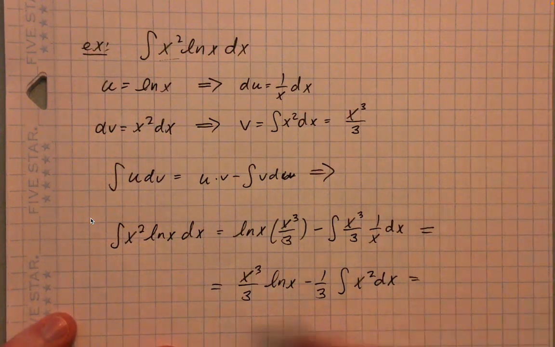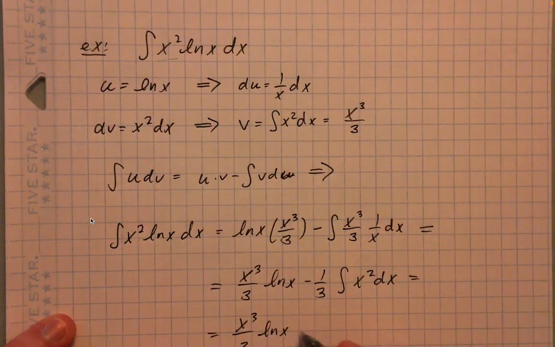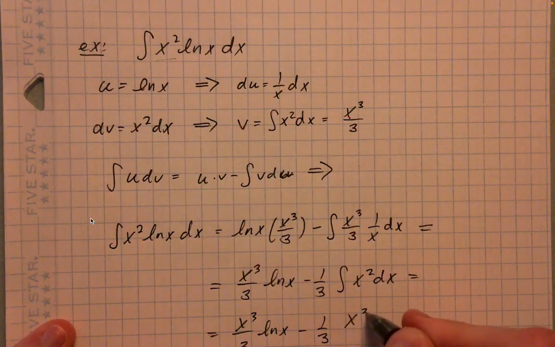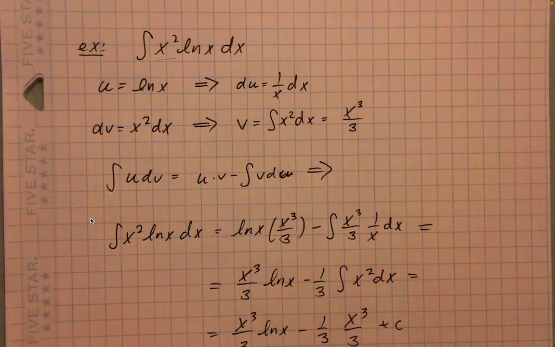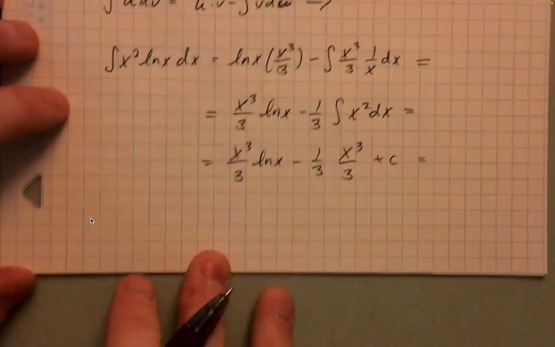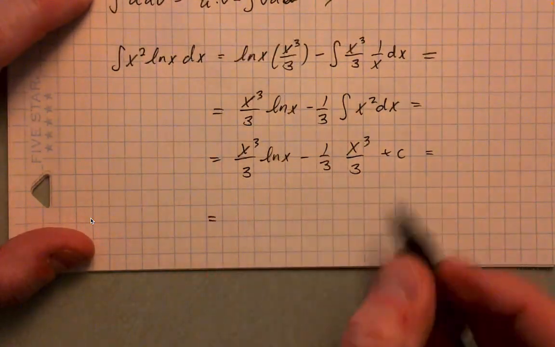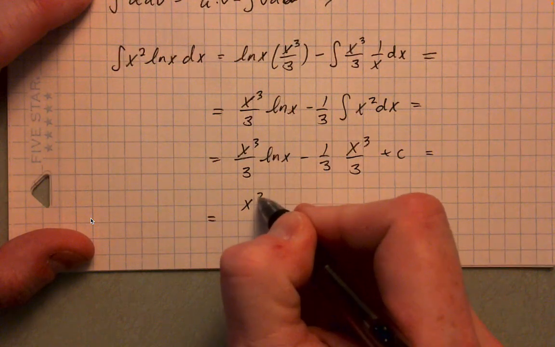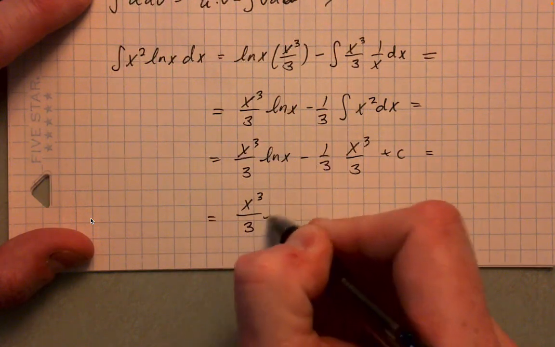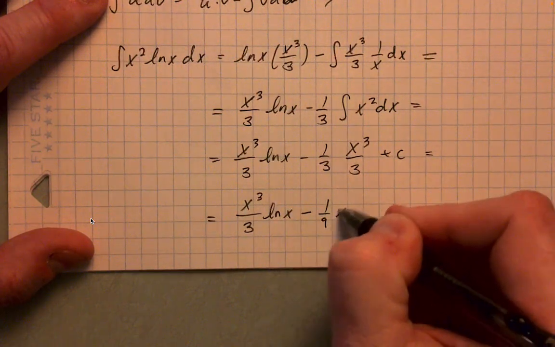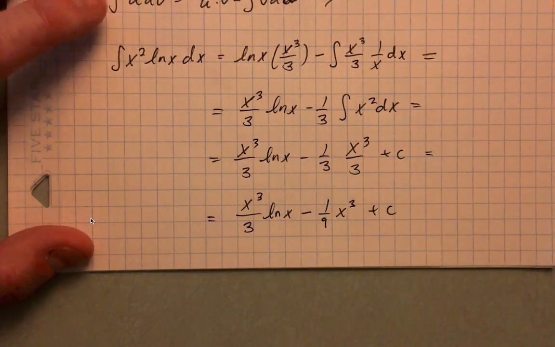And that means we've got x cubed over 3 times the natural log of x minus 1/3, and then what does this become? Well, that's x cubed over 3, isn't it? All right, and so that means the integral is x cubed over 3 times the natural log of x minus 1/9 x cubed plus c.